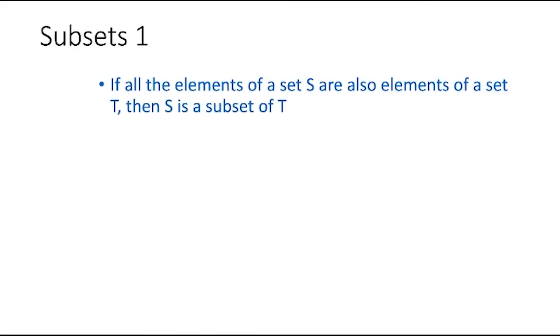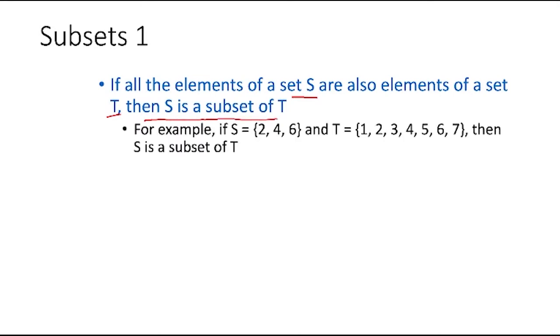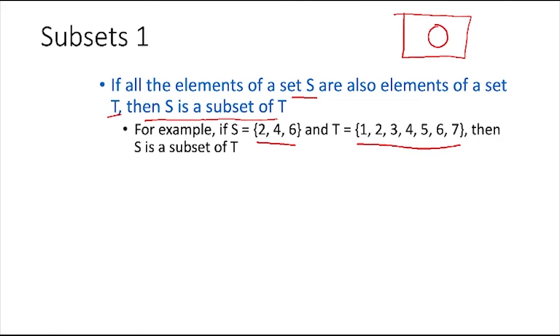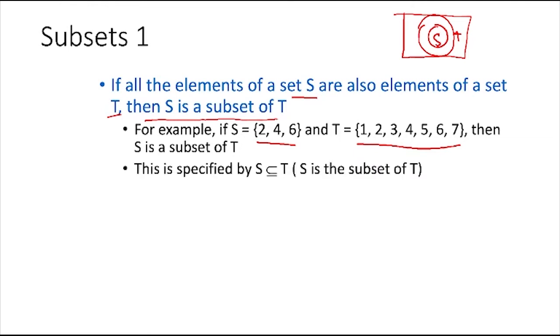Right now, subset. If all the elements of set S are also elements of set, let's say T, then S is the subset of T. See, S is 2, 4, 6, T is 1, 2, 3, 4, 5, 6, 7. If you go with the diagram, S and T, this T contains the elements 1, 2, 3, 4, 5, 6, and S is inside this. So S is a subset of T.